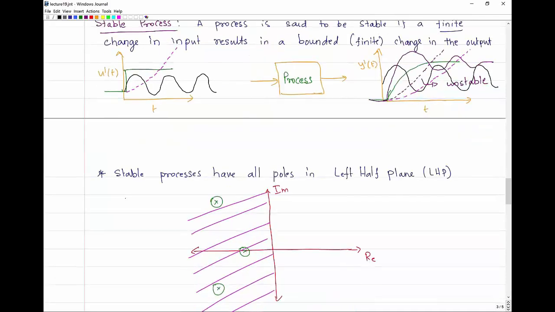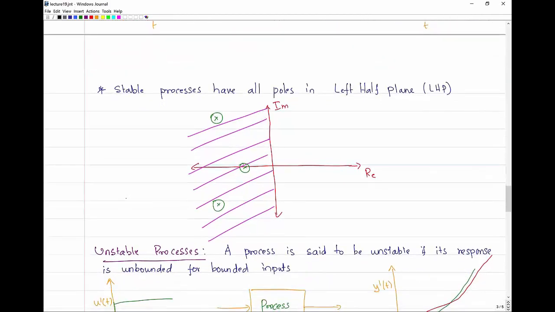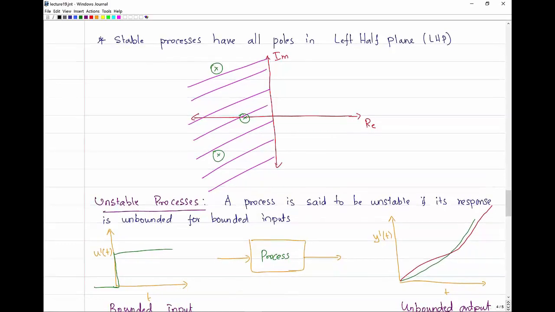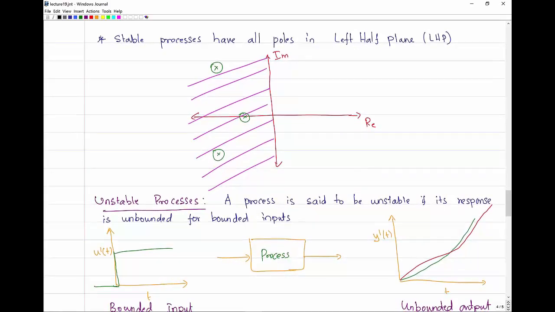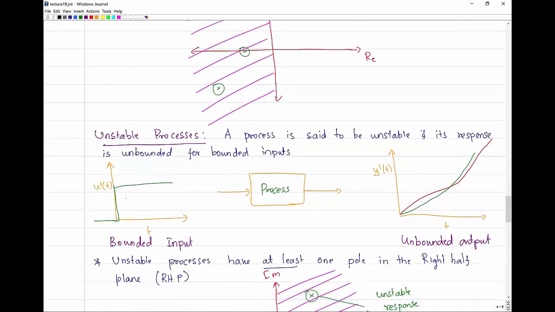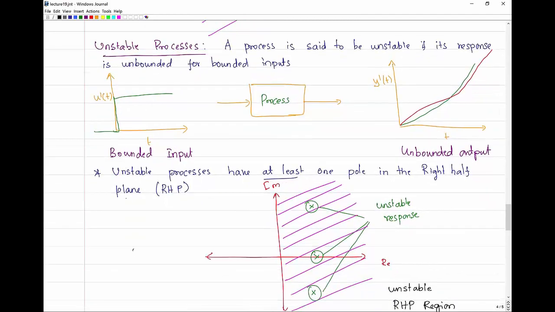From all that we have learned so far, we can conclude that stable processes have all poles in the left half plane of the complex coordinate system. Unstable processes are those where the response could be unbounded even for bounded inputs. So for instance, if you have a bounded step input and the response goes to infinity, unbounded, then you have a process that is unstable.